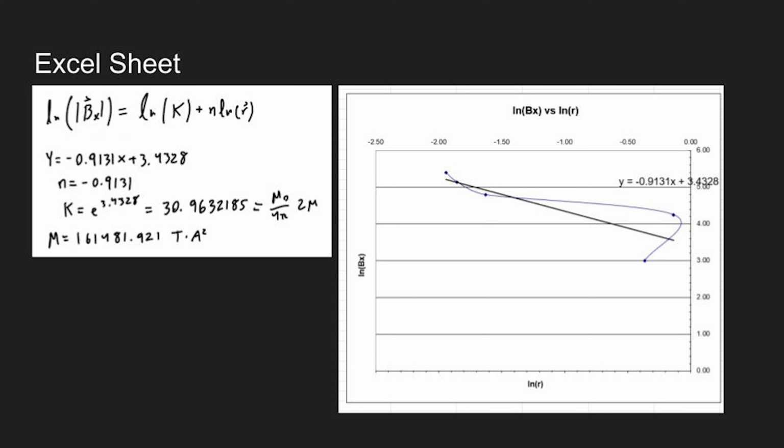From our linear regression of the plot, we're able to calculate what the magnetic moment is. As you can see, the value for n is our slope, and k comes from the natural log of B, which is the magnetic field, and that pertains to the y-intercept. So if we were to take our y-intercept and raise it from an e, then we would solve for our k value. And using those, we can rewrite the Biot-Savart law and calculate our magnetic moment.